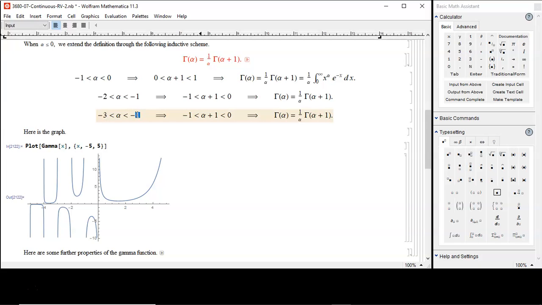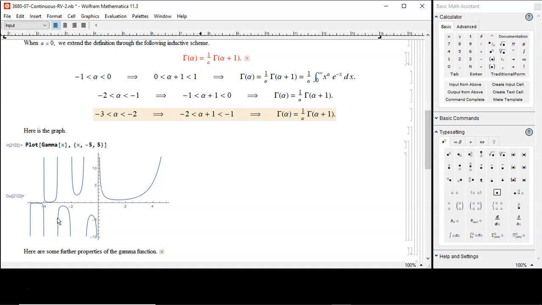Between negative 3 and negative 2, alpha plus 1 is between negative 2 and negative 1, which we established earlier. So the same recursion formula gives you now this part, and then this part, and then this part, and then we can define it recursively like that. So that's the gamma function. Do you understand why we have plus, minus, plus, minus like that? That's because we are multiplying by 1 over alpha, which is negative.